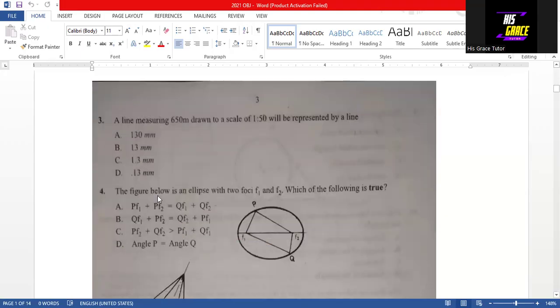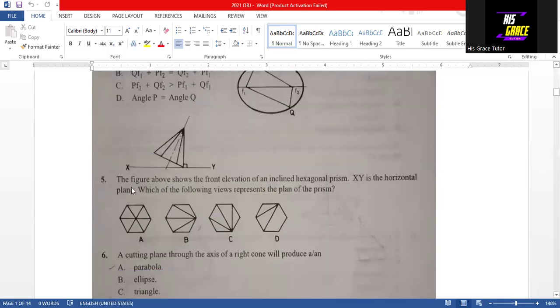All right, so question 4. The figure below is an ellipse with two foci, F1 and F2. Which of the following is true? So the answer to this question is option A, PF1 plus PF2 will be equal to QF1 plus QF2. So the answer is option A to question 4.